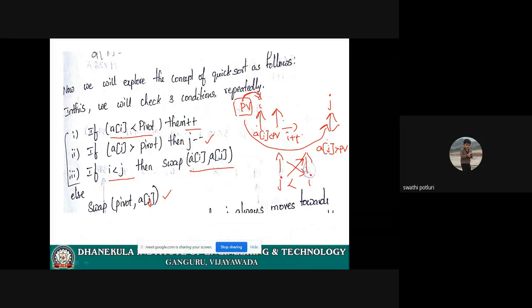These are the three steps the partition includes. If A of I is less than or equal to the pivot, then we increment I. If A of J is greater than the pivot, we decrement J. If I is less than J, then swap A of I with A of J. Otherwise, when J is less than I, swap the pivot element with A of J. All of you, please note down these three conditions. Then we will apply the same for the problem.